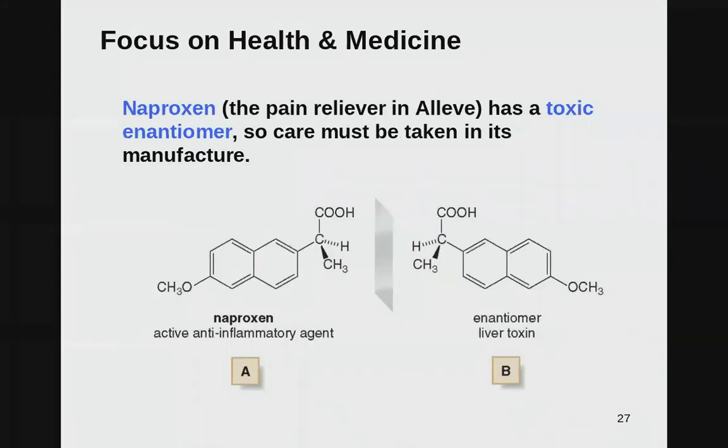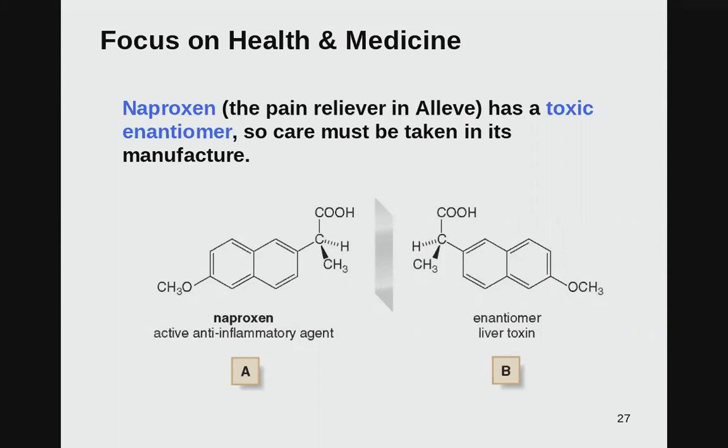Now, naproxen, or some people call it naproxen, you guys might have taken Aleve before in your life. It's a long-term, 12 to 15-hour pain reliever. Actually, it's kind of interesting. When you buy Aleve, it's not a racemic mixture. Why isn't it a racemic mixture? Well, naproxen normally looks like this. Its enantiomer, actually kind of interesting, is toxic.